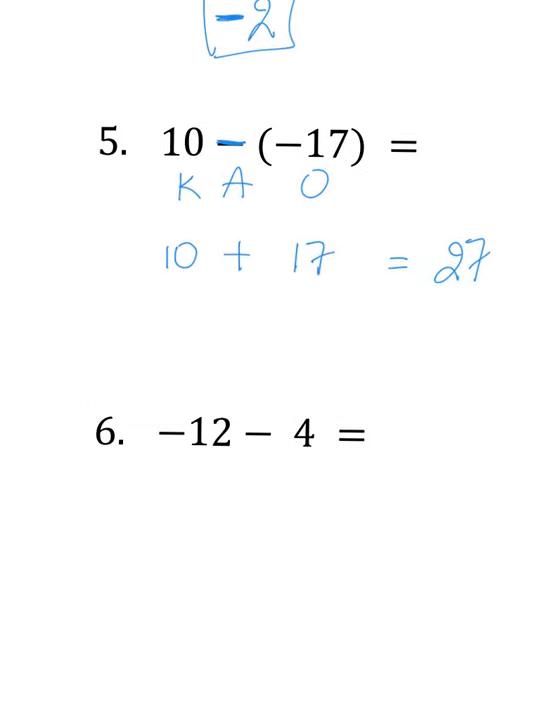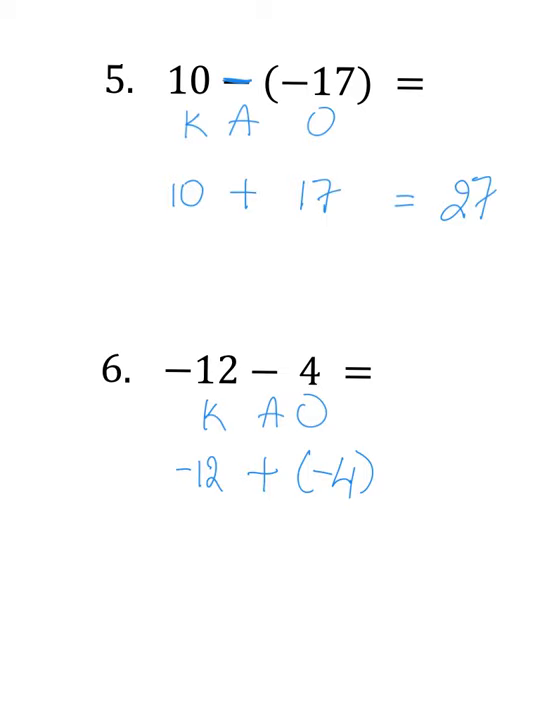Number 6, -12 minus 4. KAO. Whenever you see subtraction, we use KAO. Keep, add. The opposite of 4 is -4. So are they the same side or different side? Same, right? So same side we add and keep.